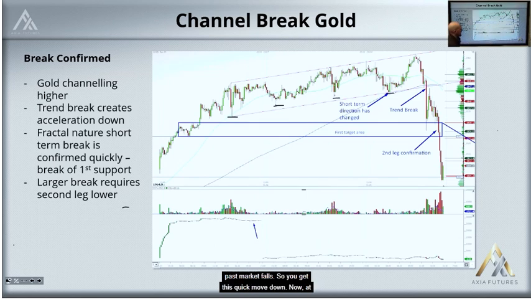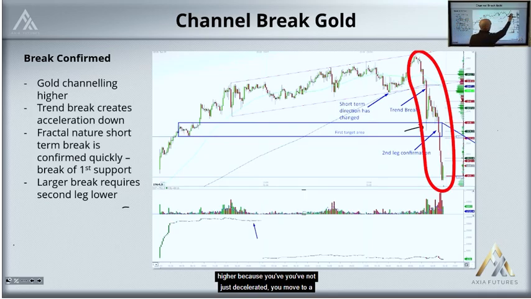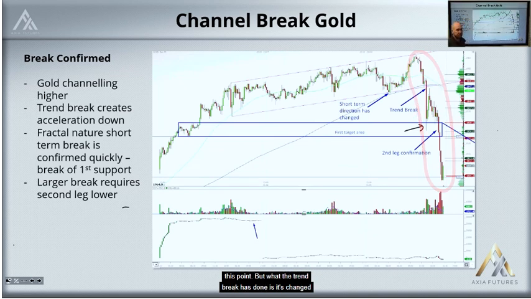So you get this quick move down. Now, at this point here, the inability to break that support zone is suggesting potentially that this has been your short-term break and we're now continuing the move higher. Yeah, this has been your traffic jam. You've stopped initially on the move higher because you've not just decelerated, you moved to a full stop, and now you're looking for a further progression towards the upside. And that is a viable scenario at this point. But what the trend break has done is it's changed the tone. And it's now opened up the possibility of a continuation move as well.